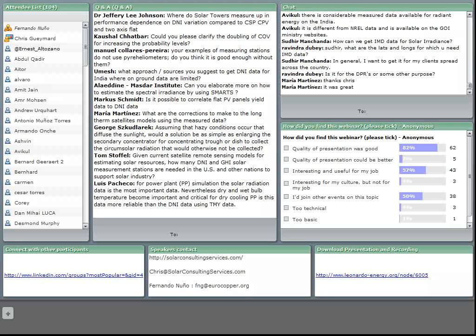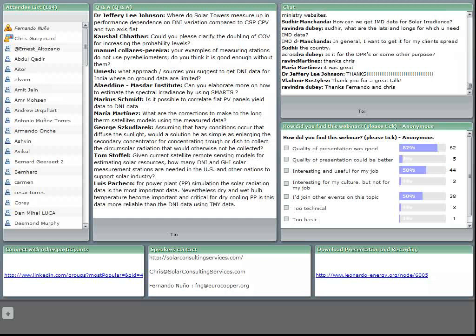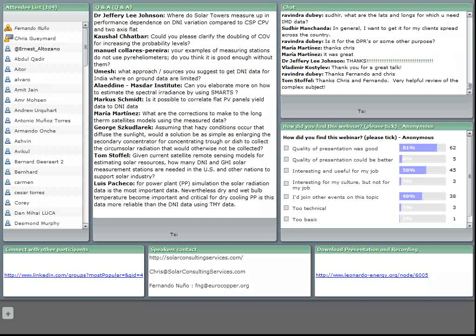A question for power plant simulation: the solar radiation data is the most important. Nevertheless, dry and wet bulb temperature become important and critical for dry cooling power plants. Is that data more reliable than the DNI data using TMY data? I don't know if the question is clear, Chris.